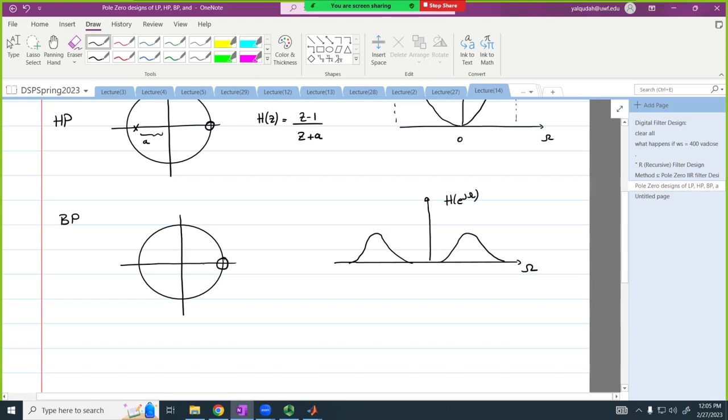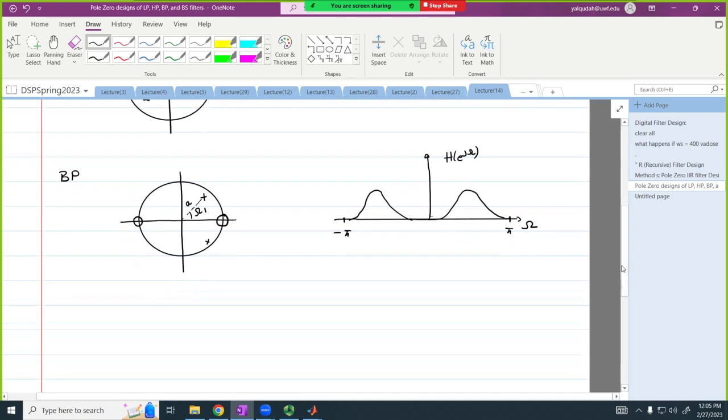How about a 0 here? Where's the other 0 going to be? And I should have labeled this correctly. This is pi. This is -pi. The other 0 is going to be here. So it's going to be 0 at low frequency, 0 at high frequency. And in between, we want it to peak at a certain frequency. So I can place a pole here and a pole here. And this pole is at omega 1. And the distance is A.